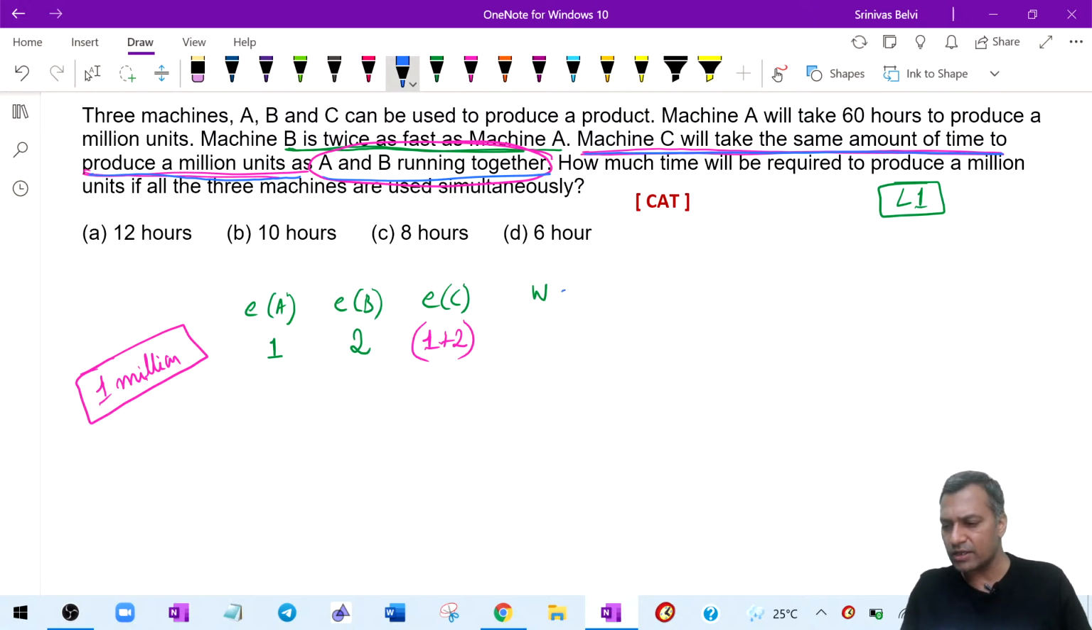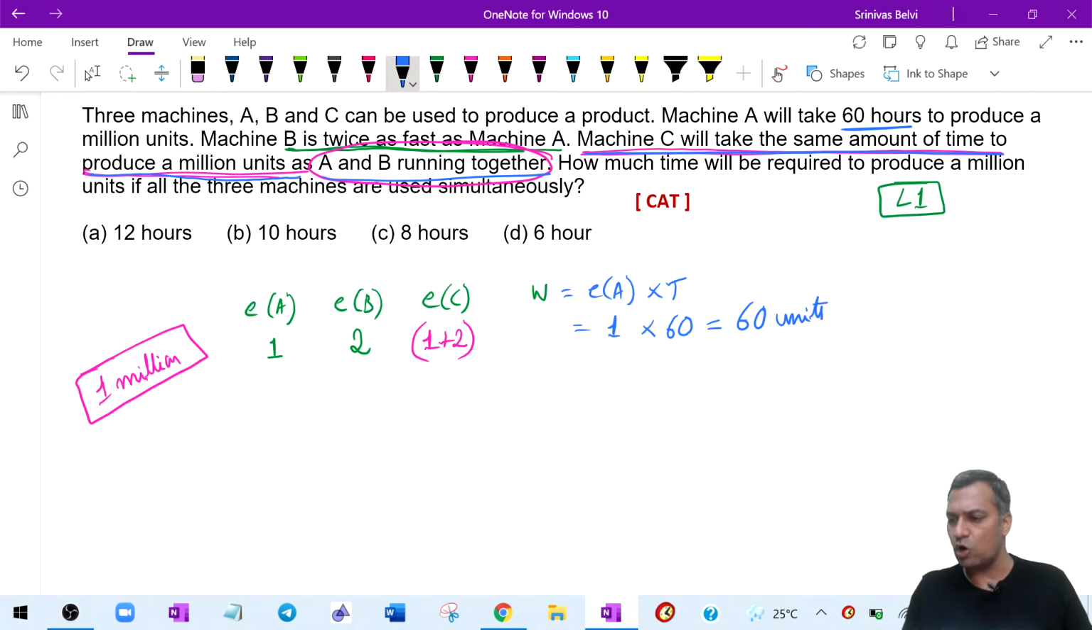Now, what is the work? Work is equal to efficiency of A into time taken by A. What is the efficiency of A? 1 unit. What is the time taken by A? 60 hours. Therefore, 60 units is the work.